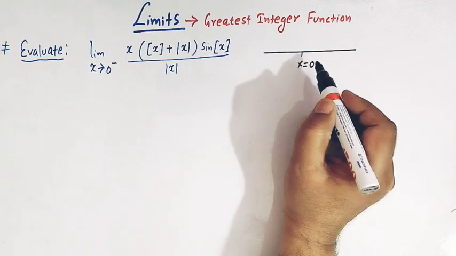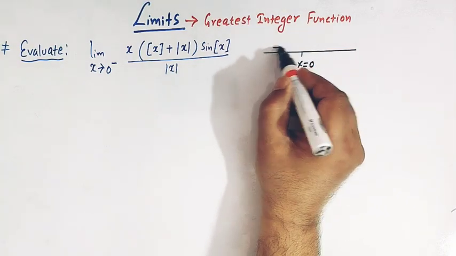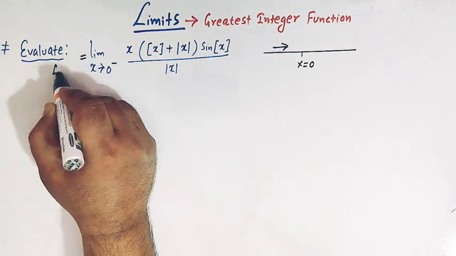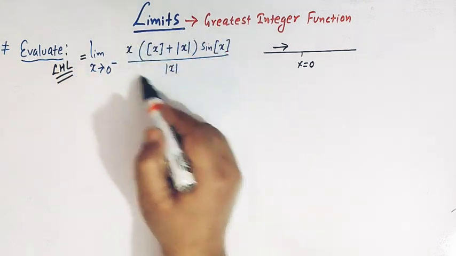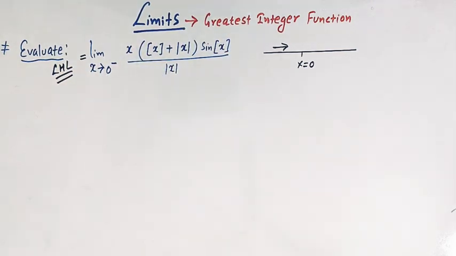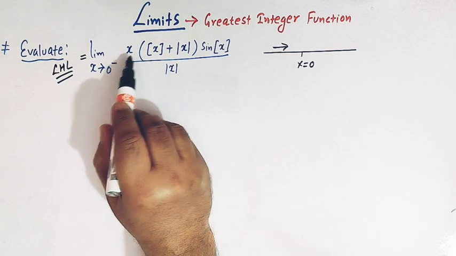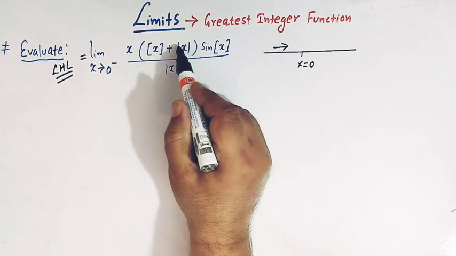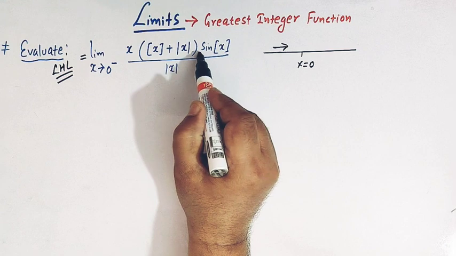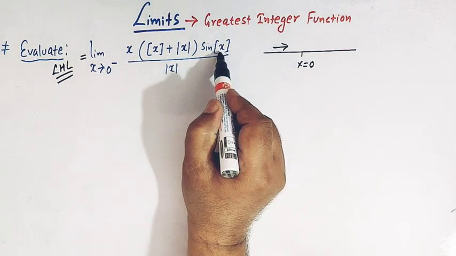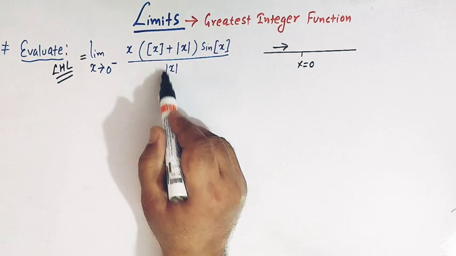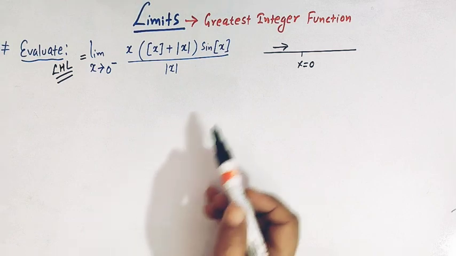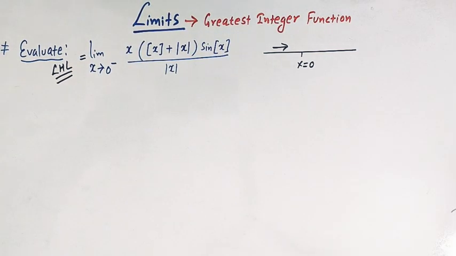when x approaches 0 from the left of x equal to 0, right? So basically we have to find the left hand limit of this function when x approaches 0, right? And here we have the function that is x multiplied by the greatest integer of x plus the mod of x, and then we have sine of greatest integer of x divided by the absolute value of x, right? So let us see how we can evaluate this limit.